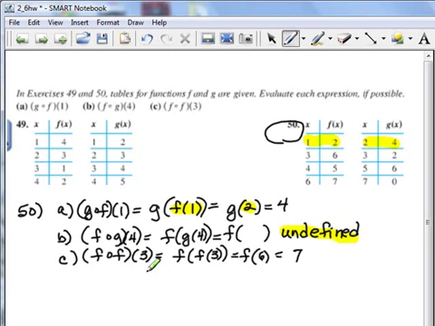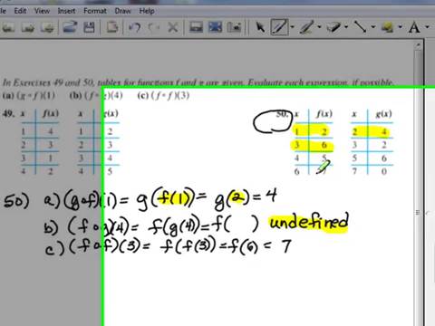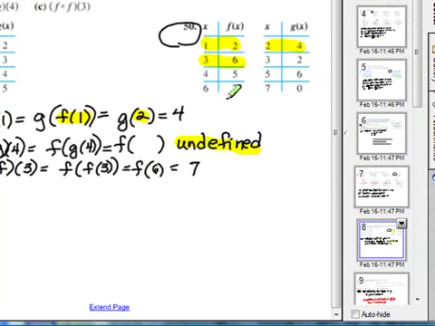What about f composed with f of 3? That means to do f of f of 3. So we look at our table. What is f of 3? F of 3 is 6. So now that 6 becomes our input value. So now we have to evaluate f at 6. And f of 6 is 7.